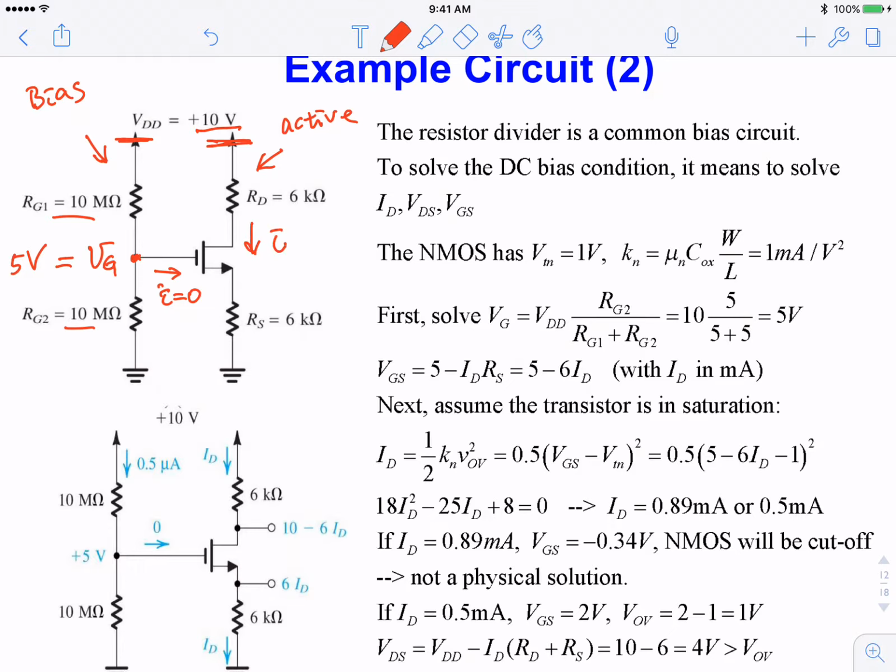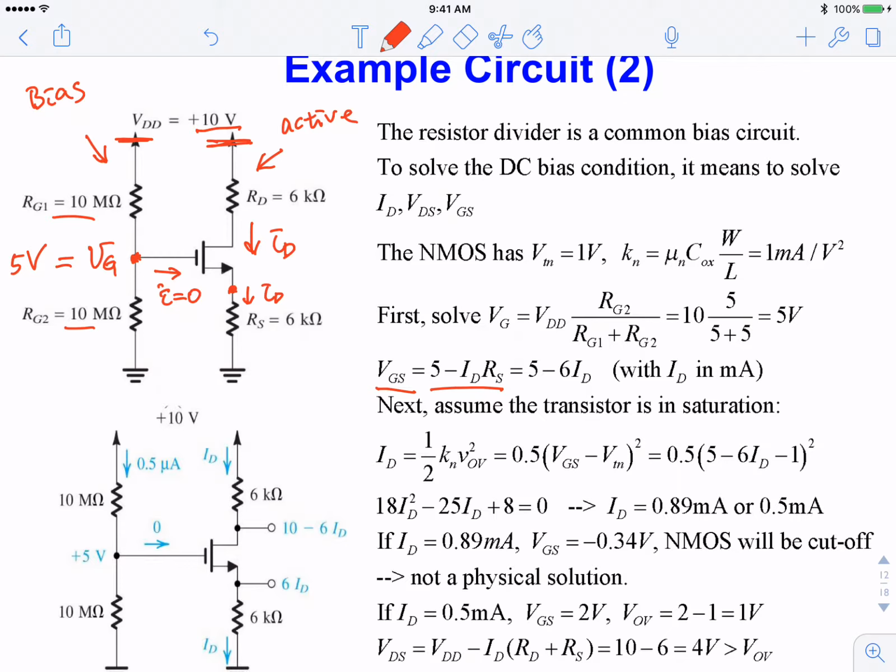Here, the solution basically is to figure out what ID is, like our earlier examples. So in order to figure out ID, we need to know VGS. But VGS is the voltage difference between here and VS. We don't know VS. So VS is basically the same current ID times RS. So now it's a variable. So VGS is a variable. Okay, you know the resistor value. You can substitute it in.